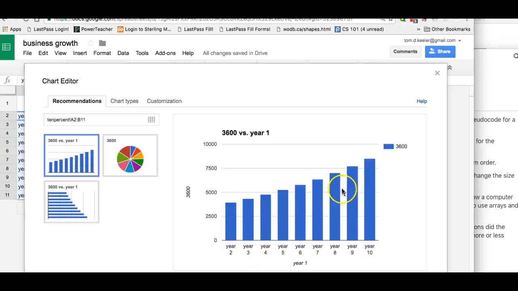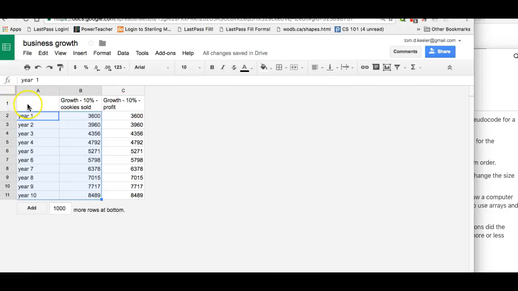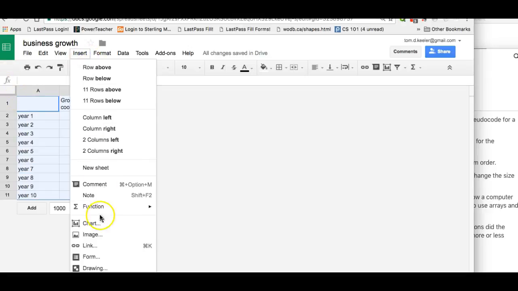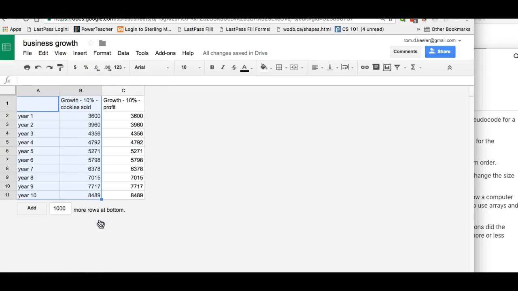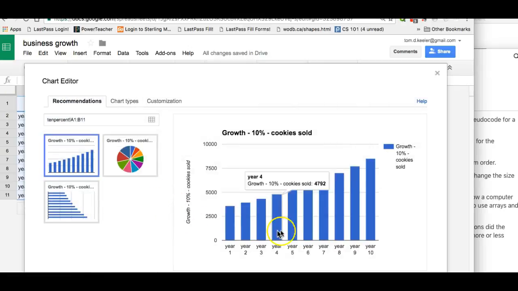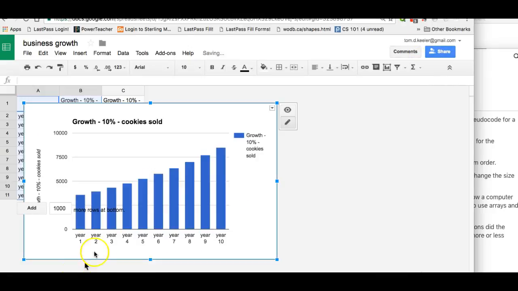Looks a little funny, the year 1, so maybe we'll try again. So maybe we'll pick the extra thing and see if we get year 1 as well now. So we go Insert, Chart. That looks better. You get year 1 and the title looks good. And so we say, yes, insert this chart.